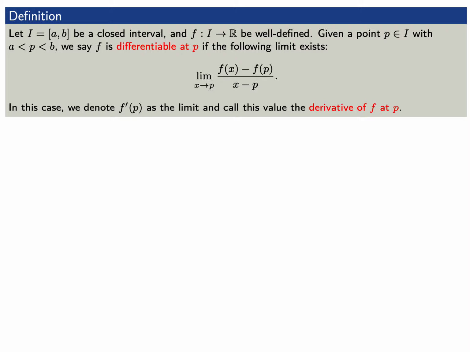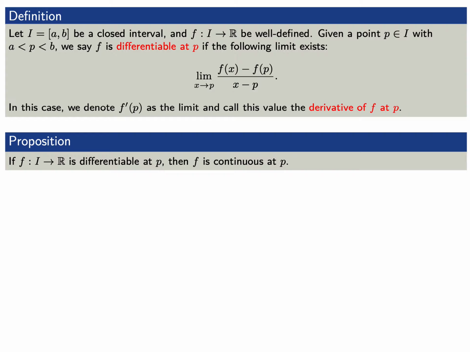In this case, we'll denote f prime of P as the limit, and we'll call this value the derivative of f at P. We've seen that differentiability implies continuity. That is, if f is differentiable at P, then f is continuous at P.